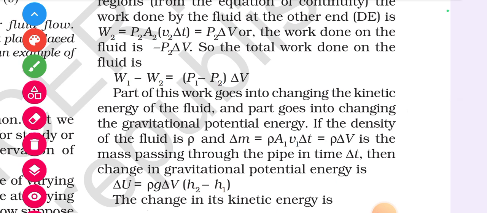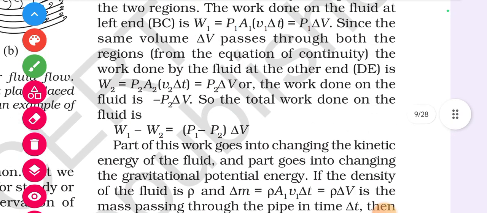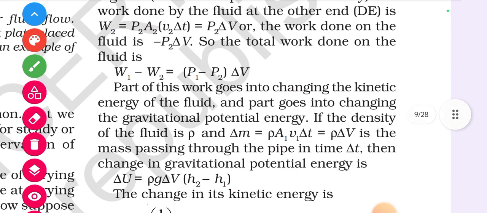Part of this work goes into changing the kinetic energy of the fluid, and part goes into changing the gravitational potential energy. Energy will be used up in changing the kinetic energy and also the potential energy, because the fluid has to rise some height, so some work has to be done on changing its height. Energy has to be spent, and some will be used up in increasing the velocity, that is a change in kinetic energy. Now the later part is quite easy.